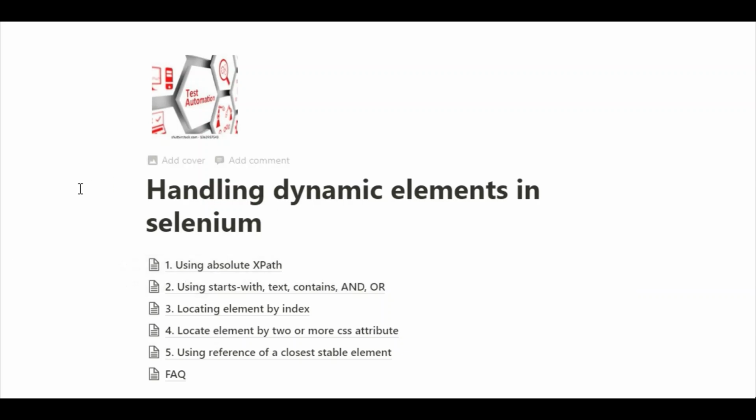How to handle dynamic elements, if someone asks you in the interview? First, you can use absolute XPath. Second, you can use various methods like starts-with, text, and contains. Third, you can locate elements by index. Fourth, you can locate elements by clubbing two or more CSS attributes. Fifth, you can take reference of the closest stable elements, in which you can use axis functions.